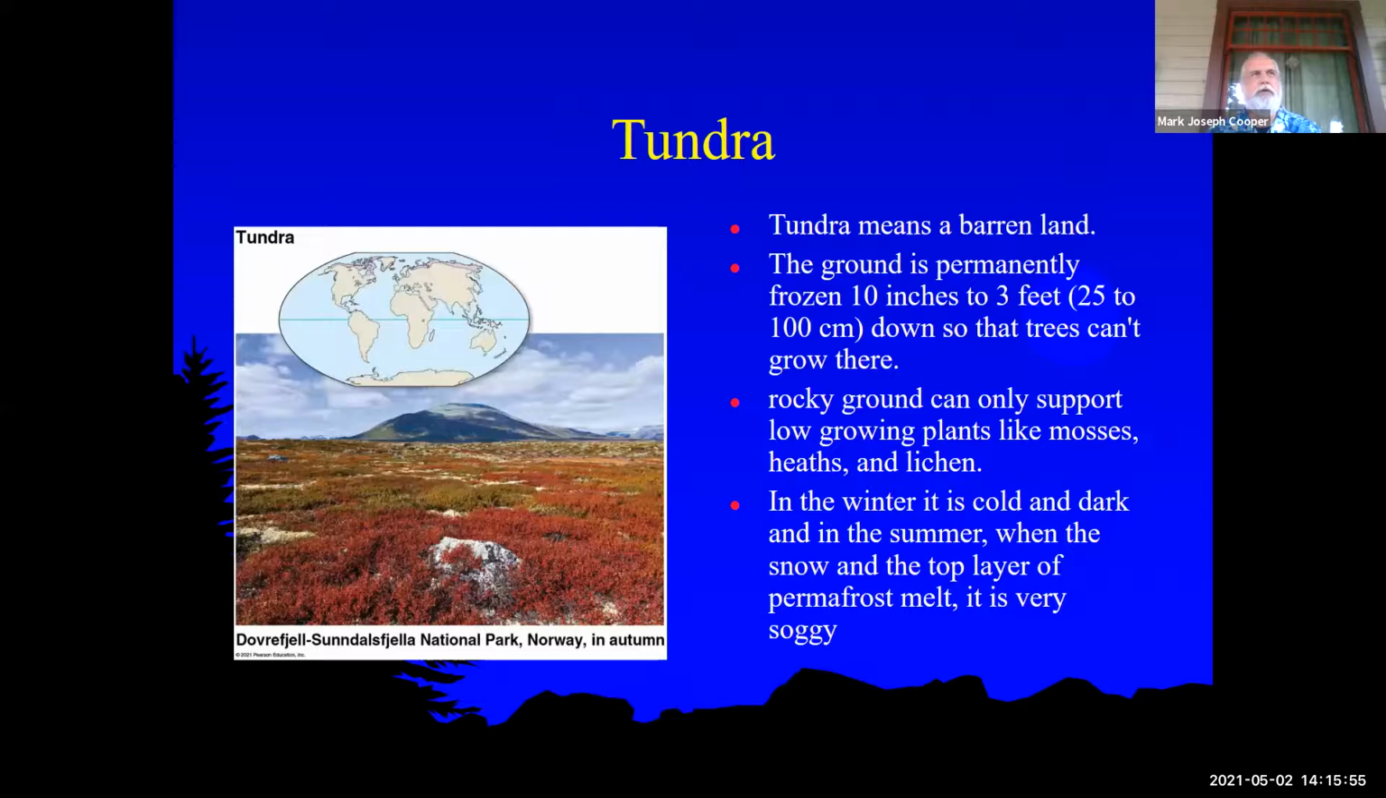And then the last terrestrial one is the tundra. Tundra means barren land. What I want you to key into is permafrost, permanently frozen ground. So you're not going to get any trees. They have a very small growing season, and so nothing gets really big. So you have mosses, heath, lichen, very, very low-to-the-ground plants. And they have periods of long, nothing but sunlight or nothing but darkness.